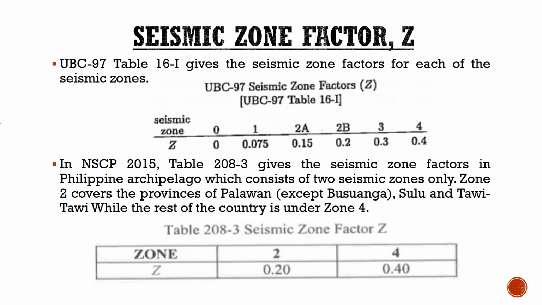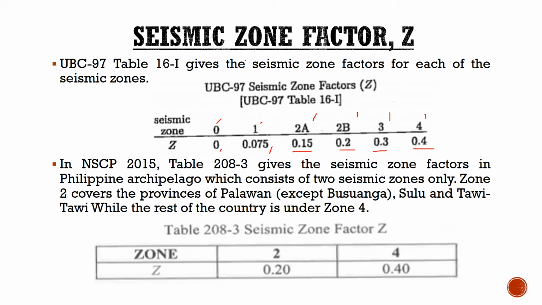Okay, so in UBC 97, guys, table 16-I gives the seismic zone factors for each of the zones. If the area belongs to seismic zone 0, then Z is 0. For seismic zone 1, there is a corresponding factor for Z. Zone 2 is divided into 2A and 2B, so 0.15 and 0.2. Then seismic zone 3 is 0.3, and seismic zone 4 is 0.4. Okay? So that is with the UBC.